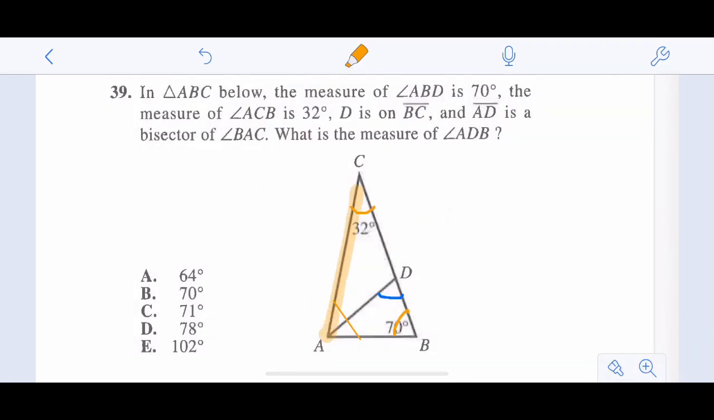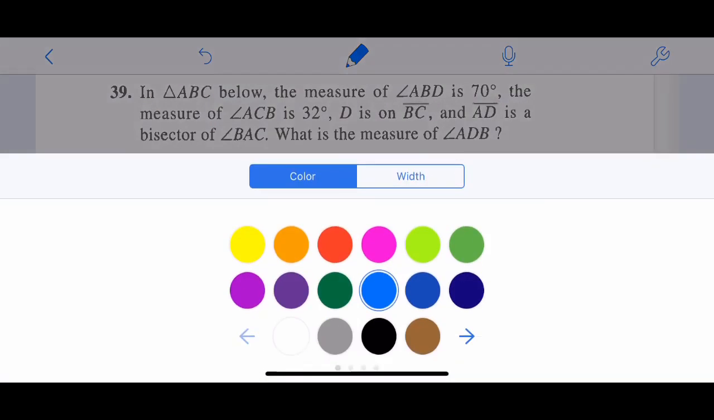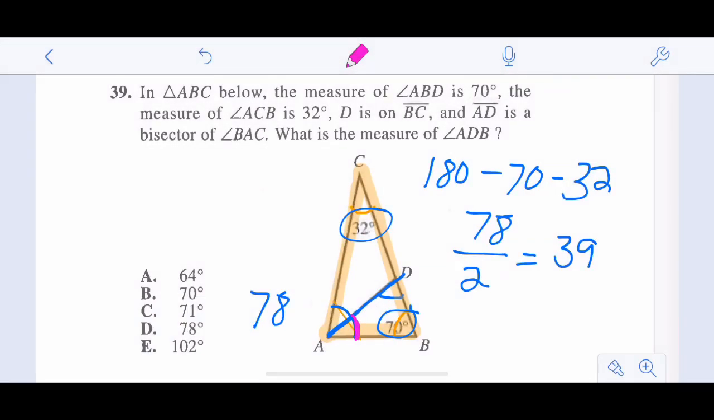Okay, so we can figure out this angle because it's a triangle. So we can take this entire triangle and say 180 degrees minus 70 minus 32, and that's going to give us 78. So this entire angle right here is 78 degrees. If this line bisects it, that means we can cut that in half, and that means each one is 39. So now we know that this angle is 39 degrees.